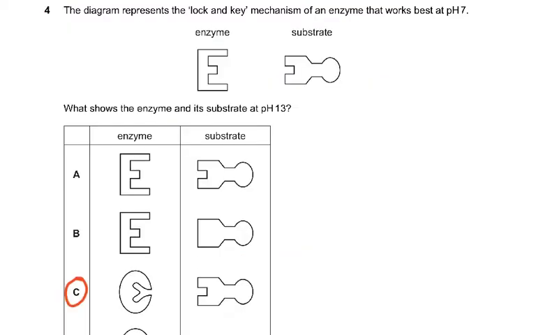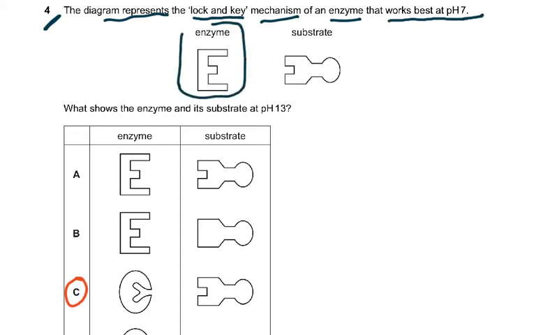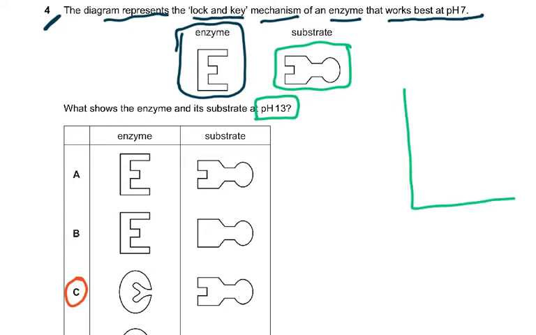And let's come to question number 4. The diagram represents the lock and key mechanism of an enzyme that works best at pH 7. Enzyme looks like an E, and this is the substrate. Now, which shows the enzyme and its substrate at pH 13? Now, imagine the graph of pH. pH graph is something like this. And this is the optimum, works best at pH, so this would be 7. And something here maybe 5, and then 9, or maybe even 13 will be somewhere here.